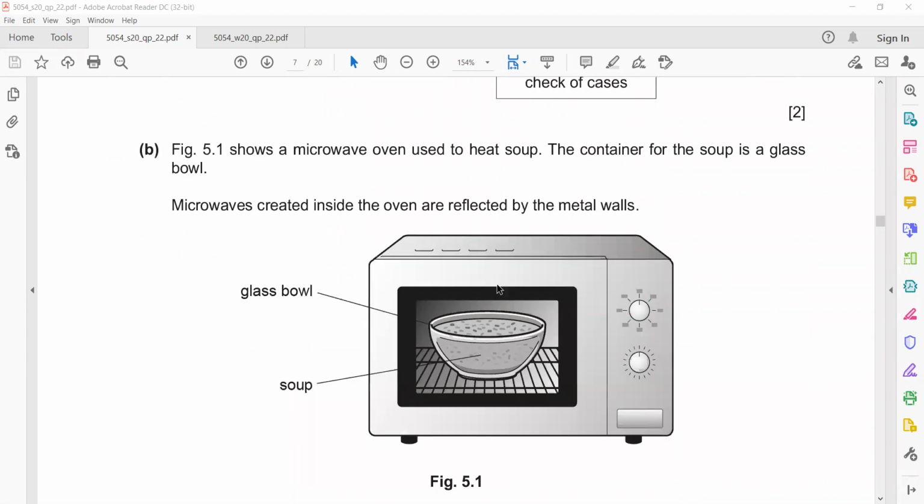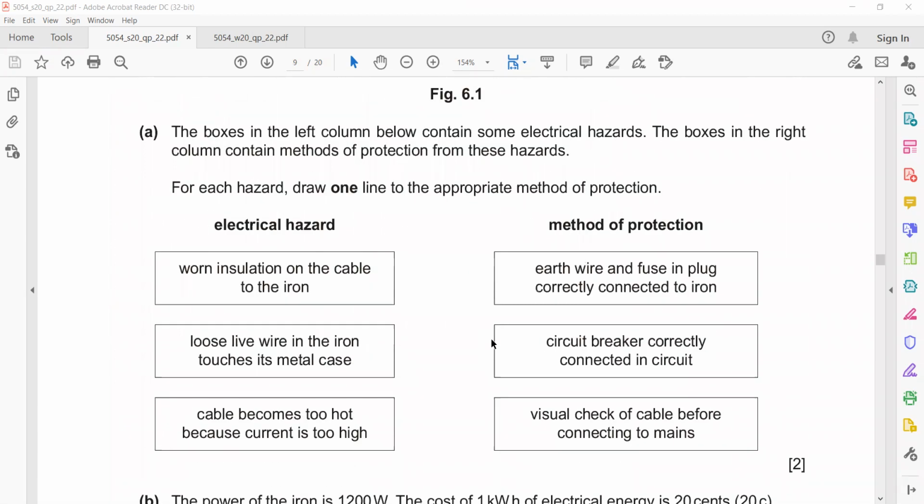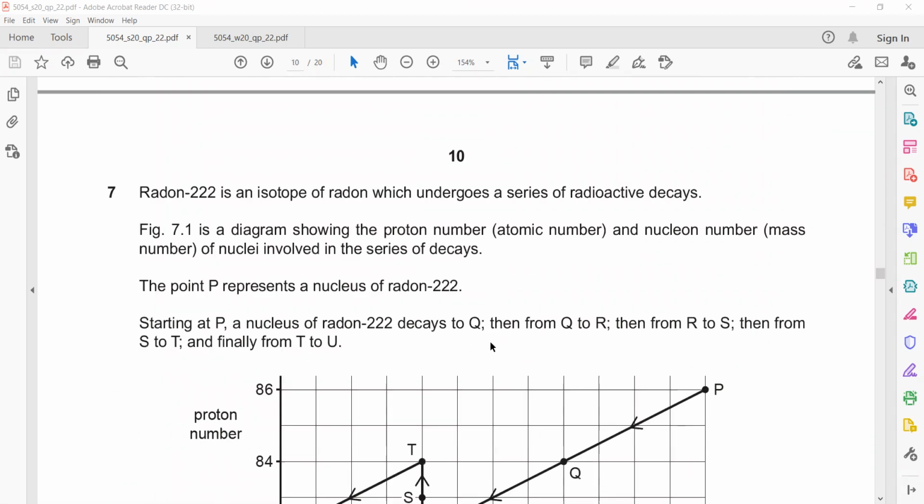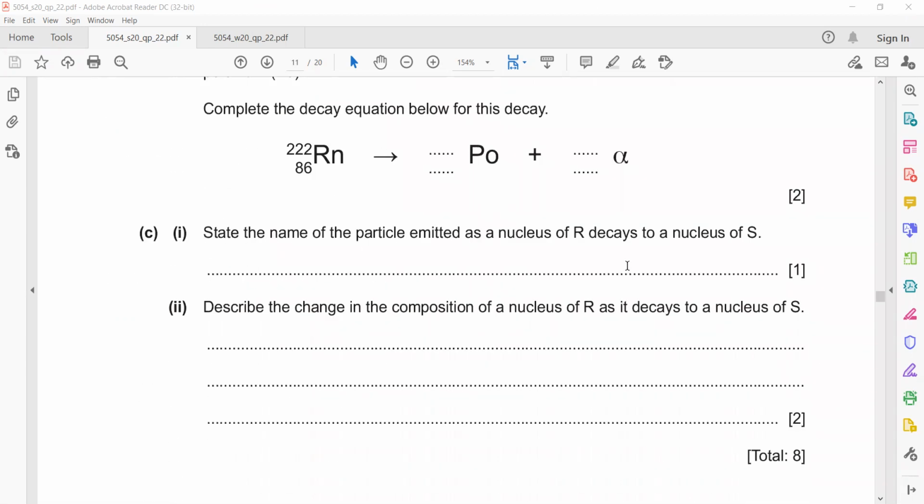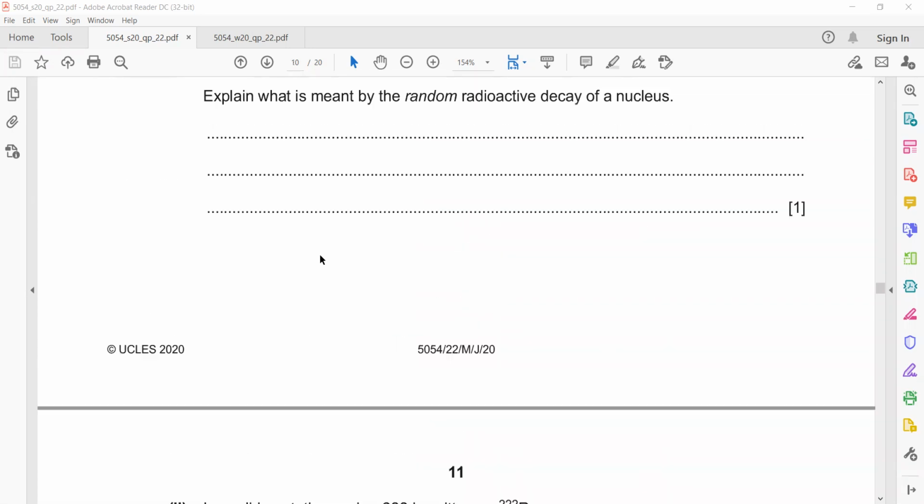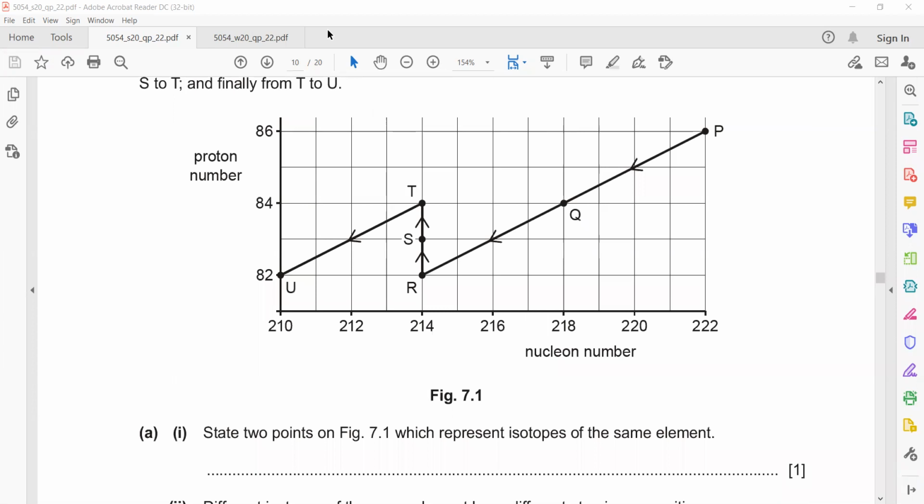Next is question 7, C1. State the name of the particle emitted as nucleus R decays to S. If R decays to S, the atomic number, or proton number, increases. So in which decay does the proton number increase by 1? From R to T, the atomic number increases by 1. But here they are asking R to S.